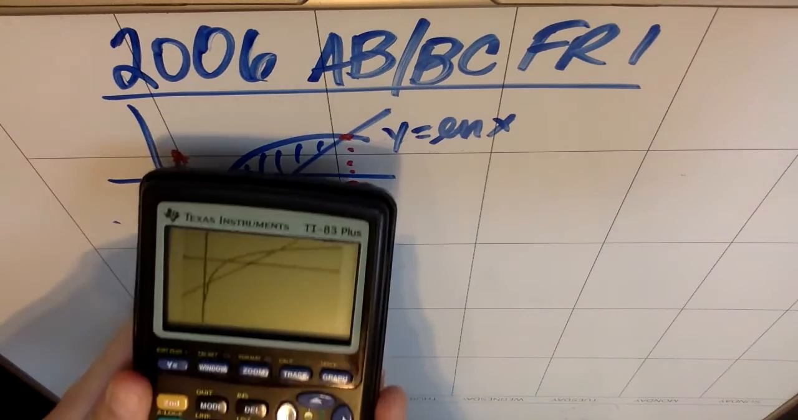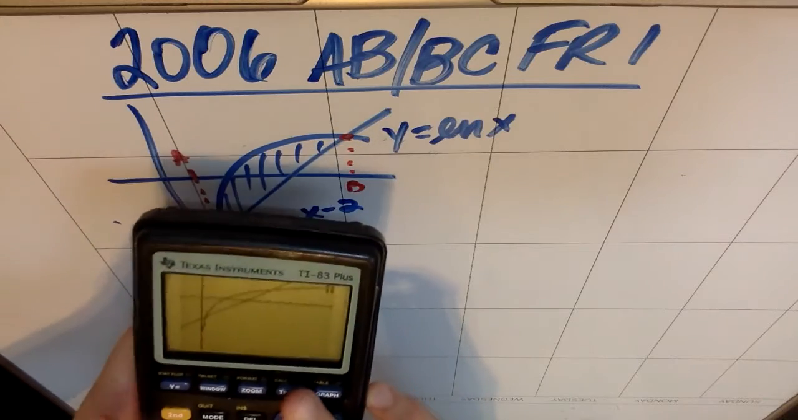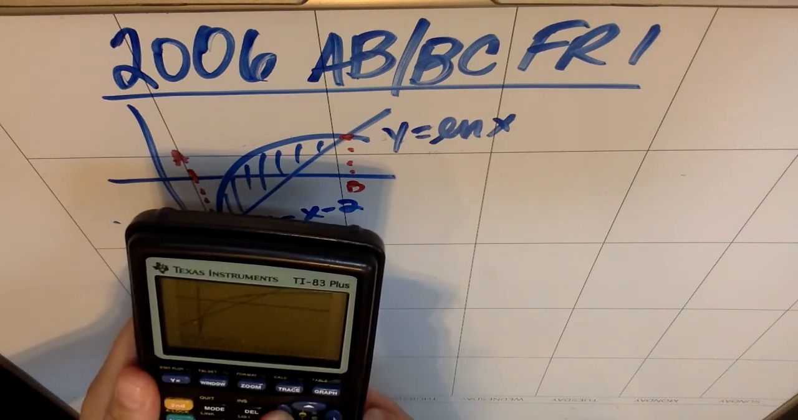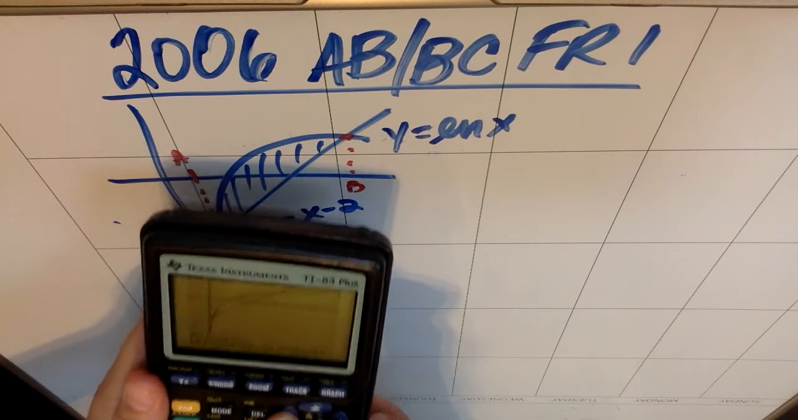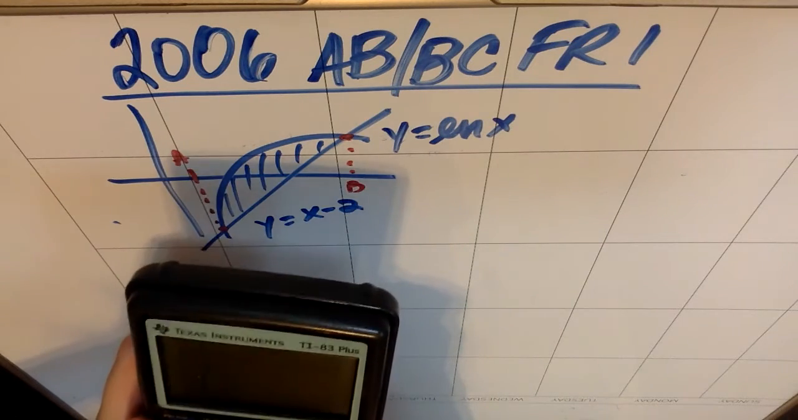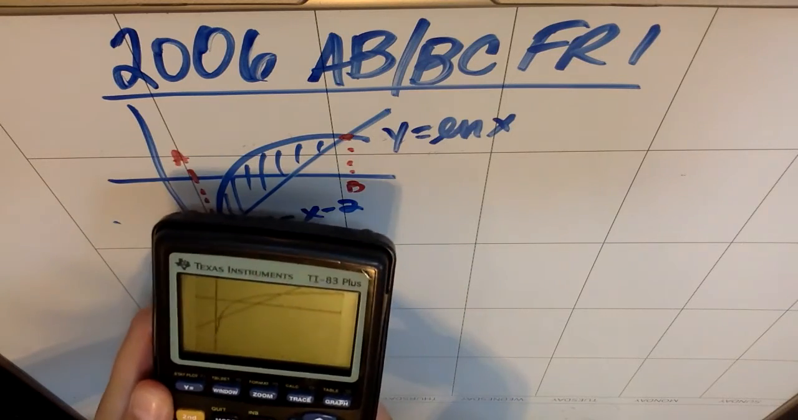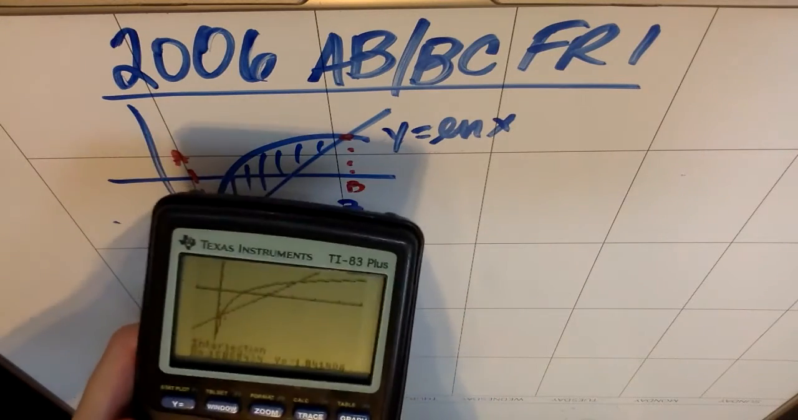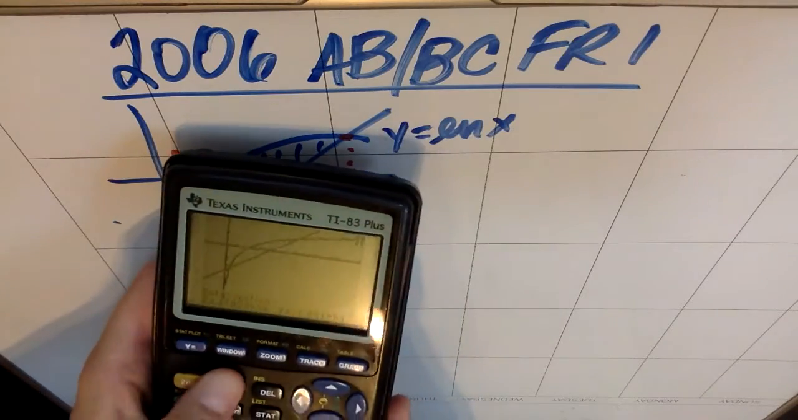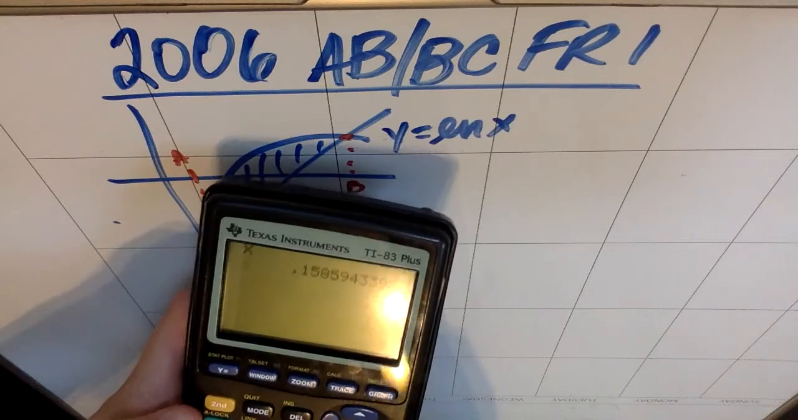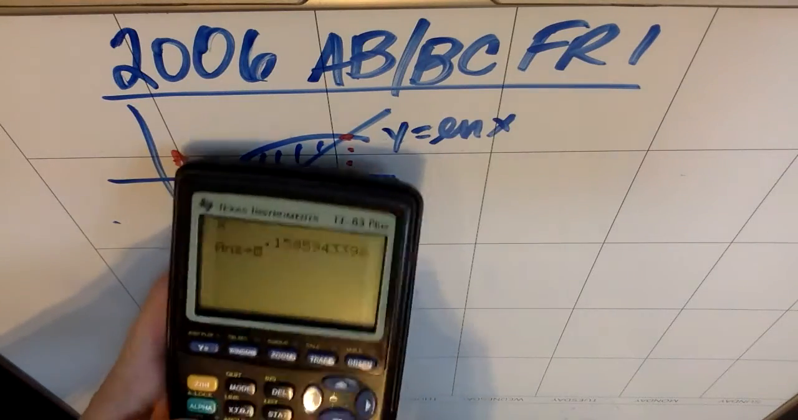I already picked a fairly suitable window, and I'm going to do second calc intersect, right? I always work left to right, so I'm going to scroll to the first point of intersection, the one that I called A on my visual. And I'm going to scroll to where the graphs intersect, and hit enter, enter, enter. Now, when I do that, it's going to give me an x comma y. If I quit out, second quit, and I press x, it's going to give me that x coordinate.